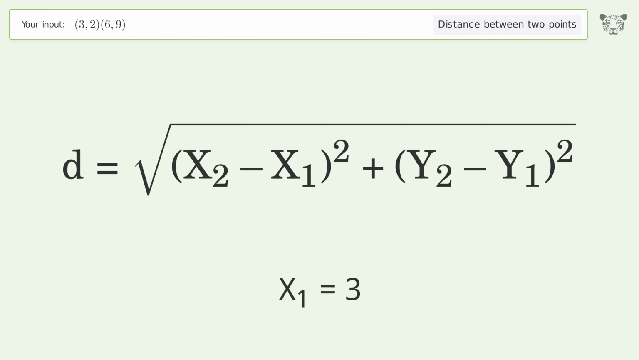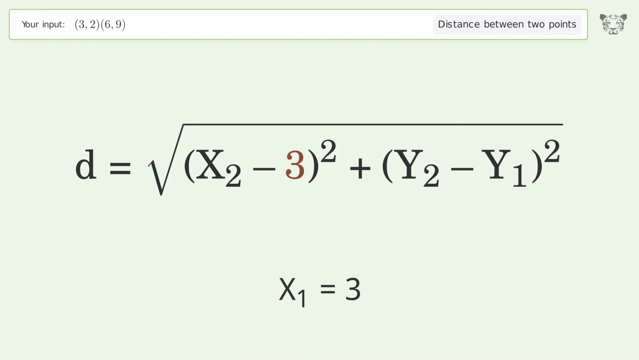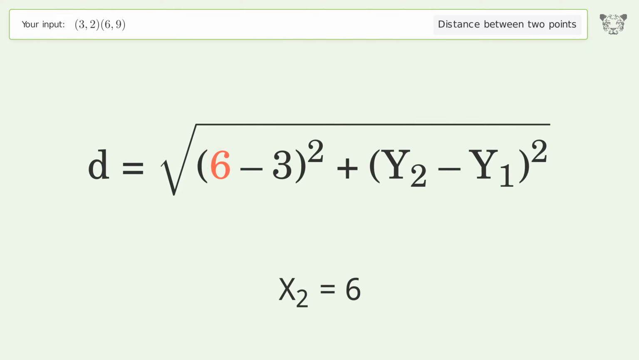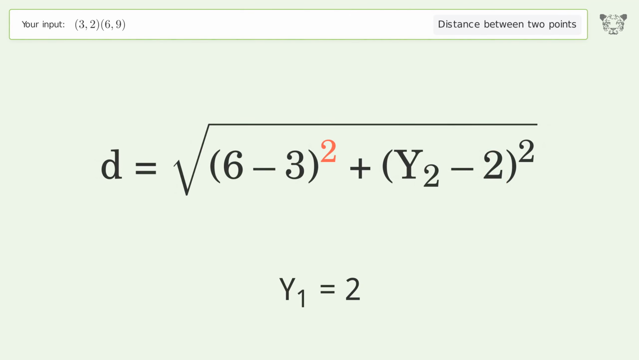x1 equals 3. x2 equals 6. y1 equals 2. y2 equals 9.